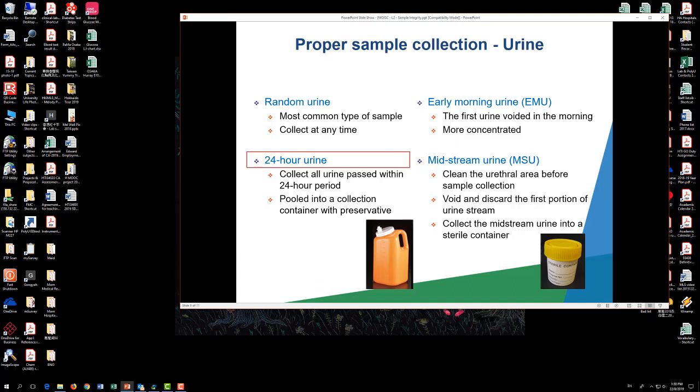For example, the patient is instructed that the first morning urine will be discarded, for example at 8 a.m. Then all the other urine will be collected into a big container until the next morning, 8 a.m. Collect the final one.